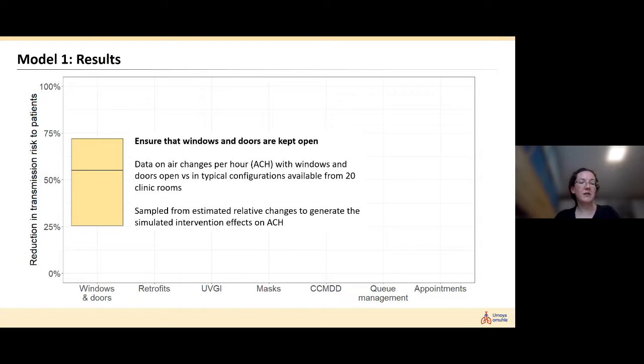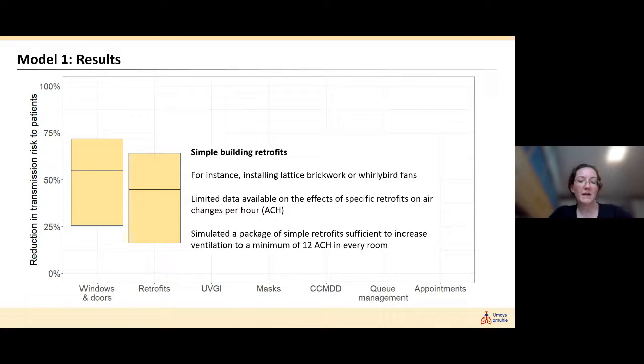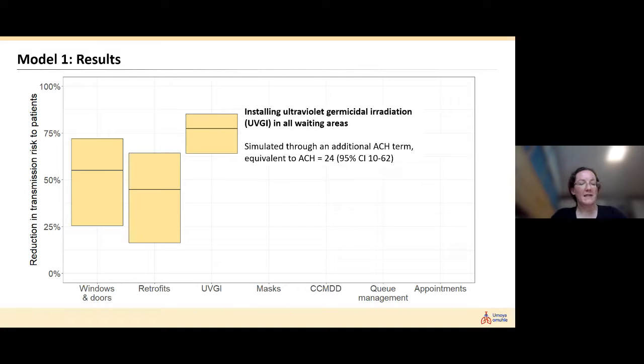The first intervention I'm showing you the results for is an intervention to ensure that doors and windows are kept open at all times, maximising ventilation rates. And the bar there shows the estimated reduction in transmission risk in clinics resulting from the intervention, and you can see that it's estimated to reduce transmission by around 25 to 72%. The second intervention is simple clinic retrofits. This could include installing lattice brickwork or whirlybird fans. This had slightly less effect on transmission risk than opening windows and doors, with an estimated reduction in transmission of 16 to 64%.